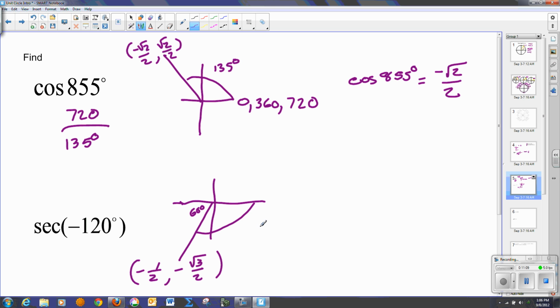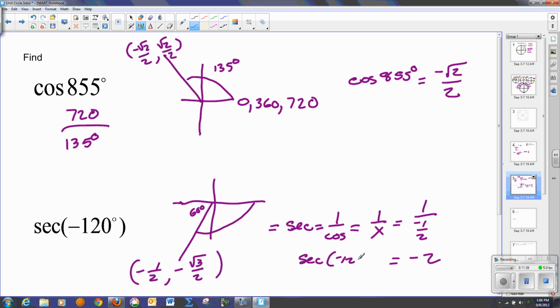In this case, I'm looking for the secant. So the secant is equal to the reciprocal of cosine. And when I'm talking about cosine, I'm talking about an x value. We know our x value in this picture is equal to negative 1/2. And if I take the reciprocal of negative 1/2, I end up with negative 2. And that represents my secant of negative 120 degrees.